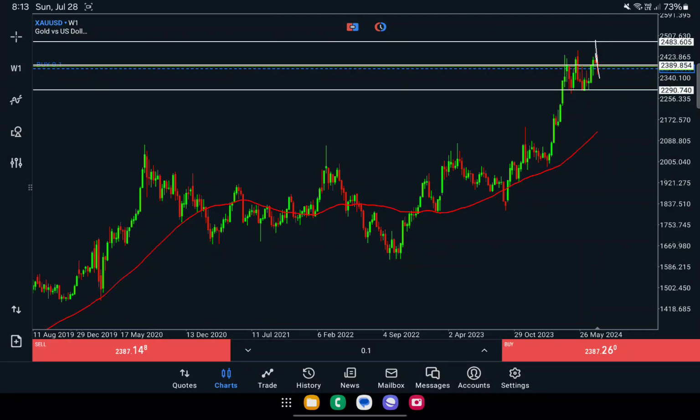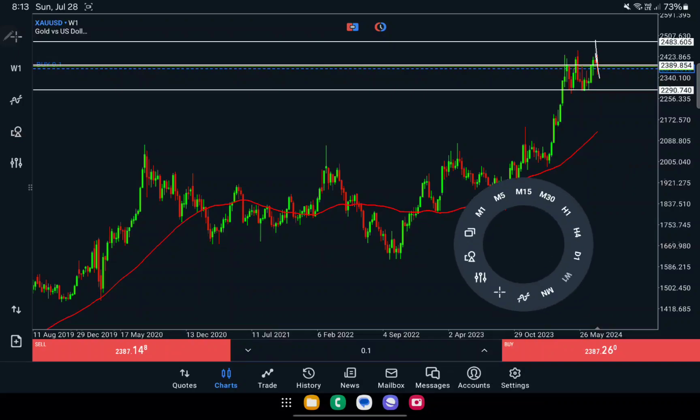And in this video, we're going to show you our technical analysis for gold for the next week. That means Monday to Friday. As you can see, the weekly time frame is selected. It is showing continuous buys on the chart, and the market is on a buy trend. No doubt about it. So we need to analyze the market from the buy perspective.